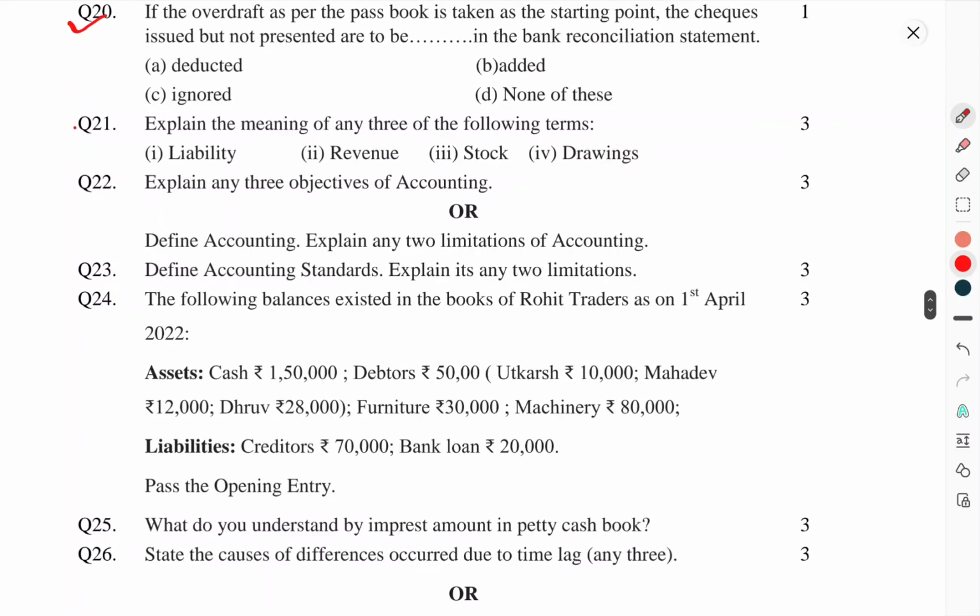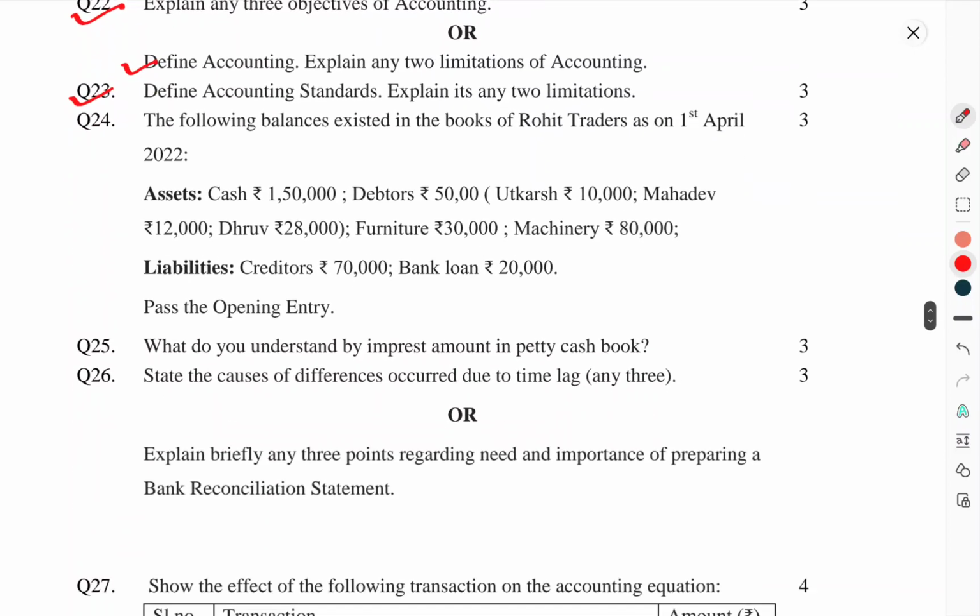Question number 21. Explain the meaning of any three of the following terms. Question number 22. Explain any three objectives of accounting, or define accounting. Explain the 2 limitations of accounting. Question number 23. Define accounting standards. Explain any 2 limitations.